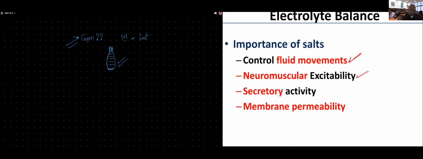Neuromuscular excitability. If you remember, in order for a muscle cell or a nerve cell to depolarize, it allowed sodium in, and in order for it to repolarize, it allowed potassium out. In the cardiac muscle cells, remember, I have extended the repolarization phase by allowing calcium influx. I'm allowing the calcium in while I'm losing potassium to the outside. So remember, you need lots of salts to allow normal excitation of the nerves and muscles.